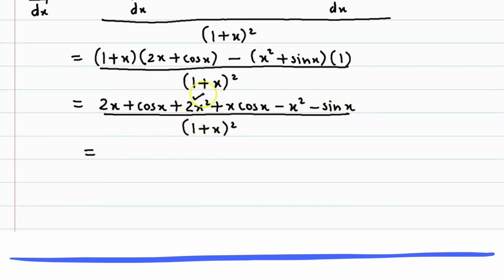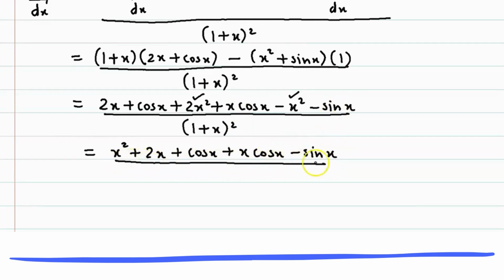Now 2x square minus x square, this becomes x square. The next term we could write is 2x. Next will be cos x. Next term will be x cos x, and the last term is minus sin x. The whole thing divided by (1 plus x) the whole square.